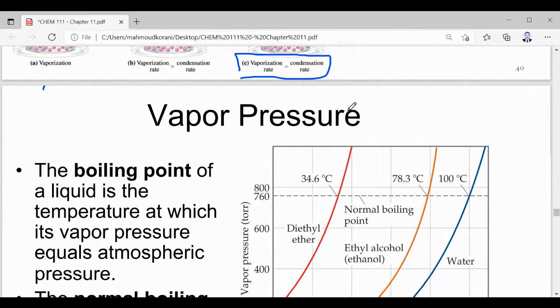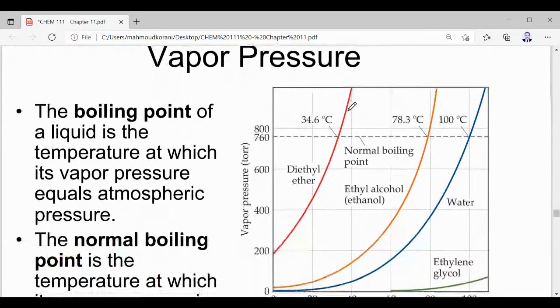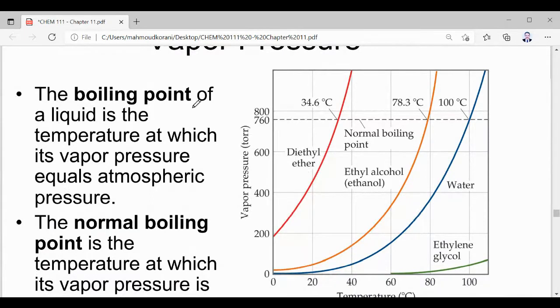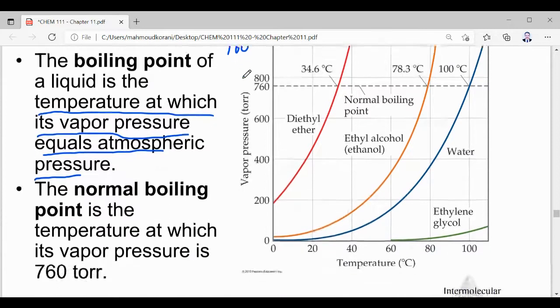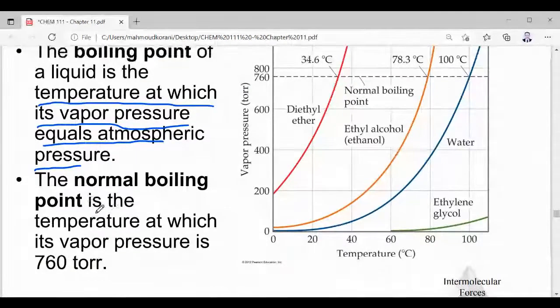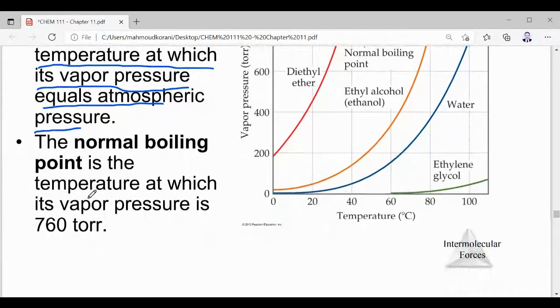Okay, now let us discuss the boiling point. Boiling point is related to the vapor pressure. The boiling point of a liquid is the temperature at which its vapor pressure equals the atmospheric pressure, which is 760 millimeters of mercury. The normal boiling point is the temperature at which the vapor pressure equals that value.